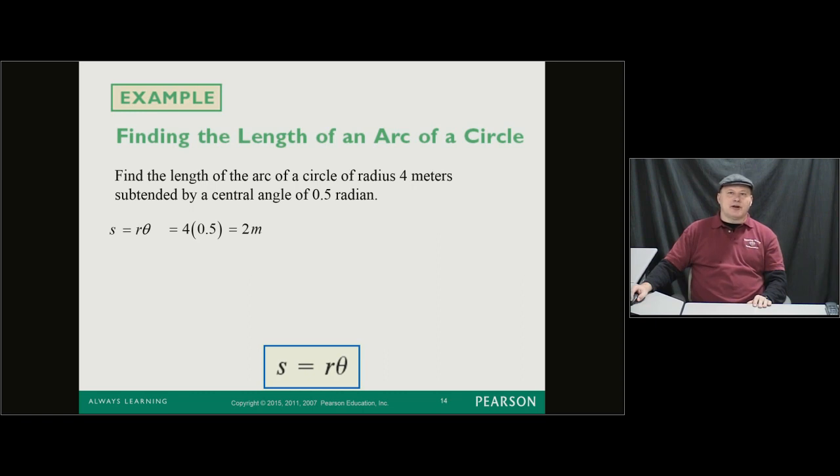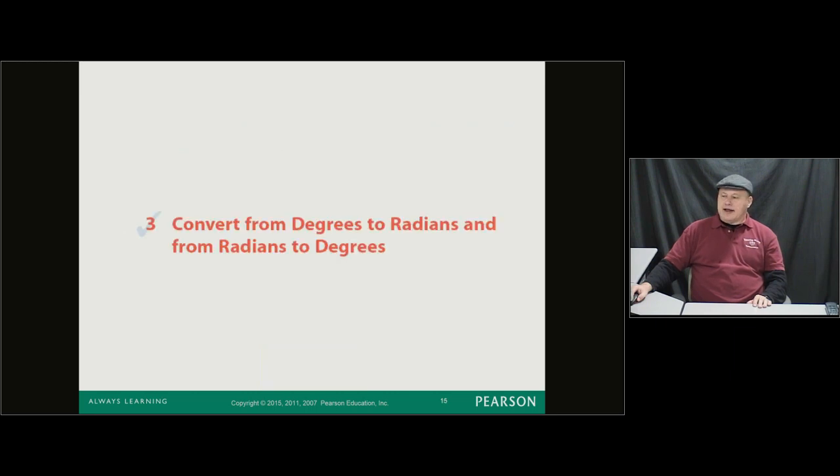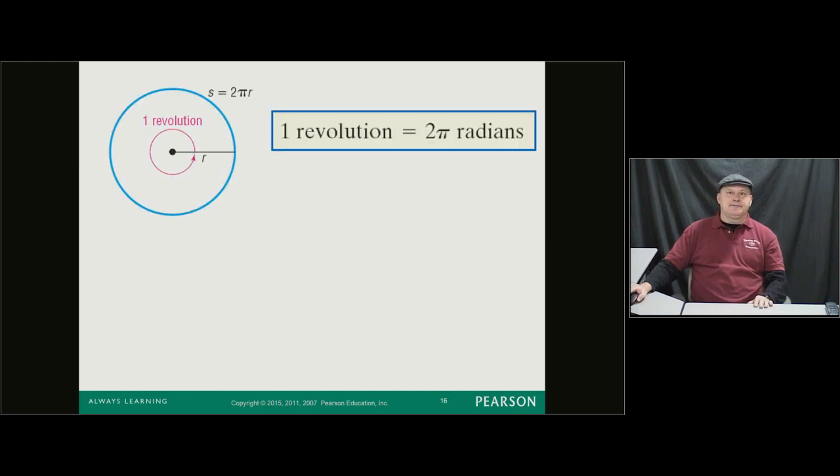So it's an arc that's 2 meters long. Now what we're going to do is convert from degrees to radians, from radians to degrees. Okay, now like I said, we're going to be using this formula here.